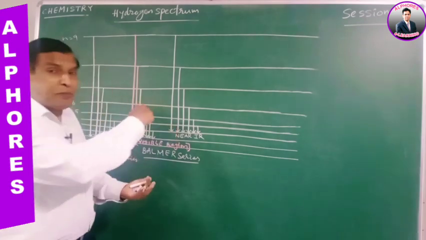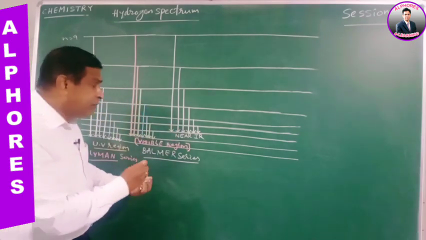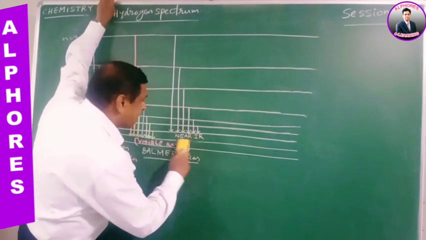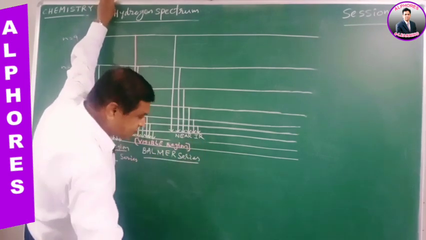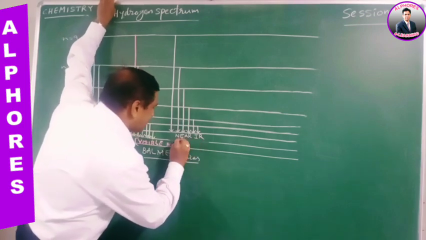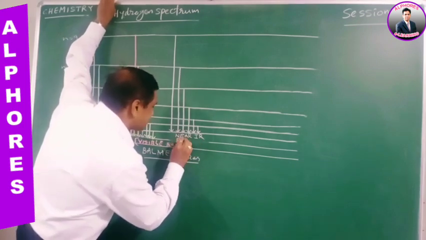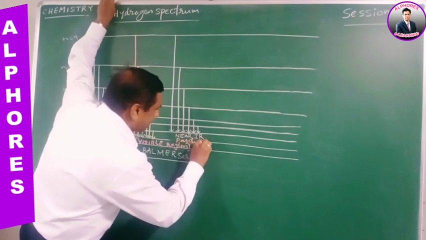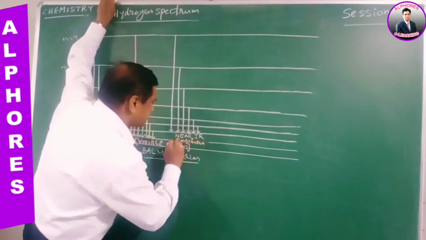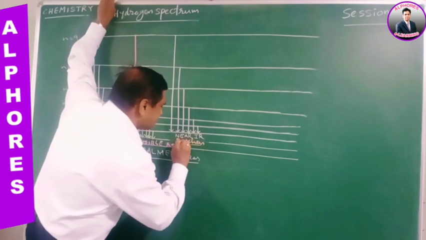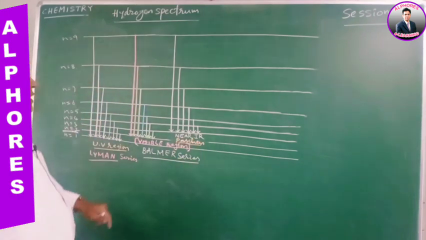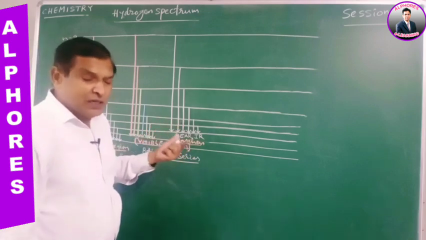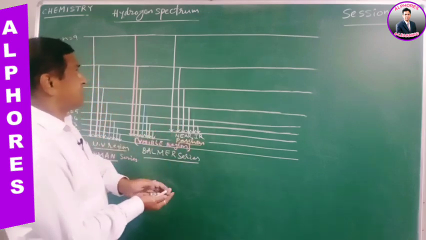The series of spectral lines are named as Paschen series. They are named as Paschen series. So where is the Paschen series observed? It was observed in the near infrared region. I repeat once again, listen.